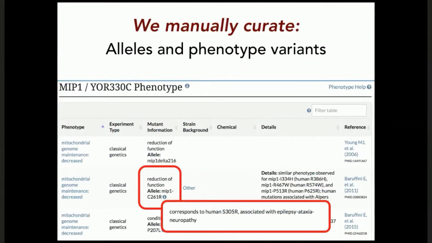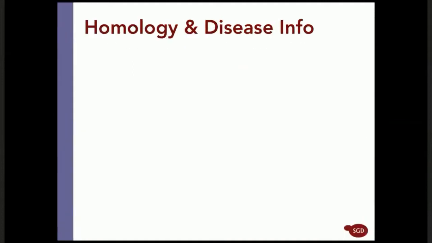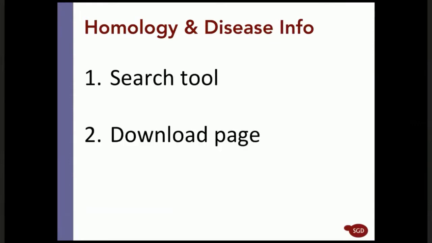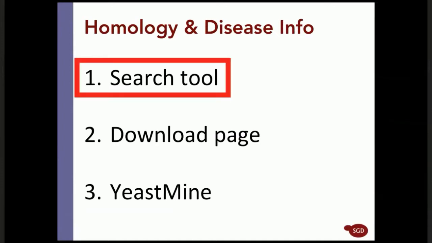Homology and disease is a currently expanding area of curation at SGD, so keep an eye out as we add more data types and features related to this topic in the future. So how do we find this data? There are three main places you can go. 1, SGD's main search tool. 2, our downloads page. And 3, our advanced search tool, YeastMine. We'll go through these one by one, starting with SGD's search.